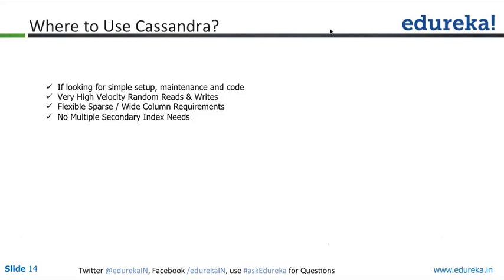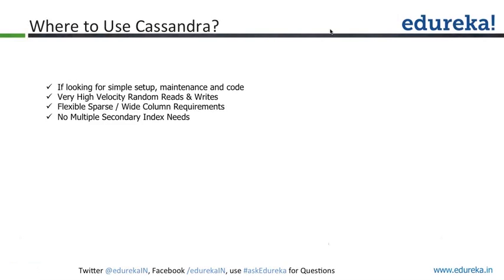The more secondary indexes you use, the less the performance. So you can use Cassandra in those cases where you have fewer secondary index needs, where you want a very simple setup and maintenance, very high velocity of random reads and writes, and wide column requirements. All these things were very well fitted to time series or data where consistency is not very important.